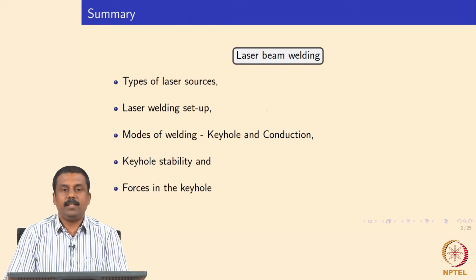Right. So we looked at the effect of vapor pressure in overlap joints. We saw some examples with galvanized steel with varying thickness of galvanized layer, and how the vaporization of the zinc affects the keyhole stability in laser beam welding. And then we looked at various welding parameters that generally we use for laser beam welding processes.